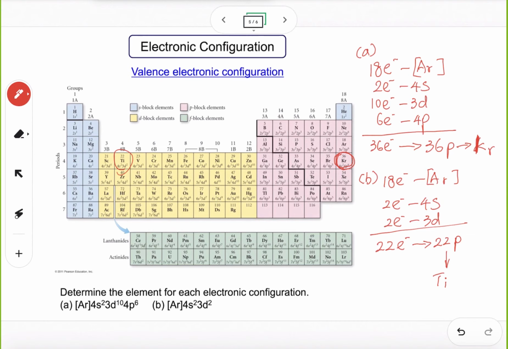All right. I hope this video shows you how you identify the full and noble gas core electronic configurations for at least the first 20 elements. And if you have any questions, let me know.